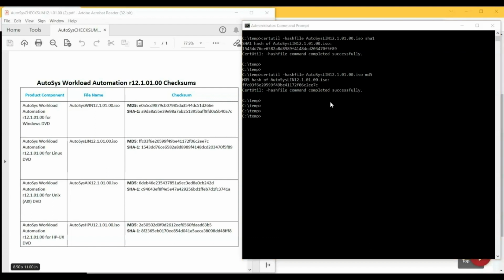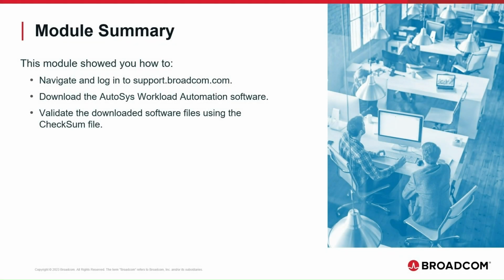We have now completed the download the software module. This module showed you how to navigate and log into support.broadcom.com. Download the Autosys workload automation software. Validate the downloaded software files using the checksum file.